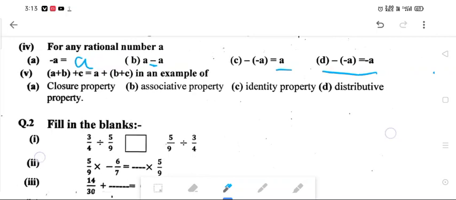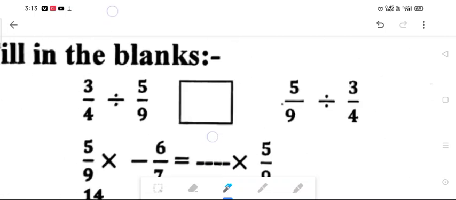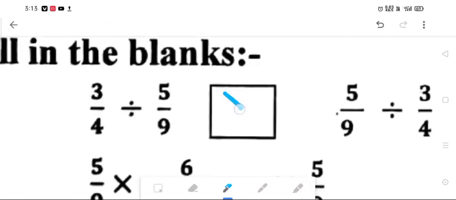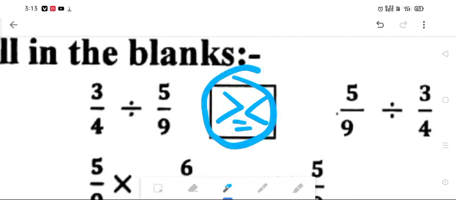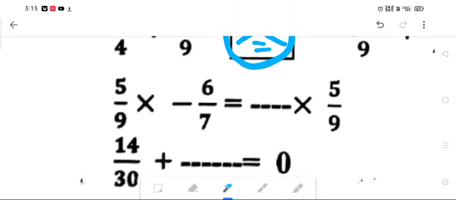The next is fill in the blanks. The first is 3 by 4 divided by 5 by 9 is equal to 5 by 9 divided by 3 by 4. So you have to insert the symbol of greater than, smaller than, or equal. You have to choose any symbol from these three. Similarly, the next is 5 by 9 multiplied by minus 6 by 3 is equal to dash multiplied by 5 by 9.